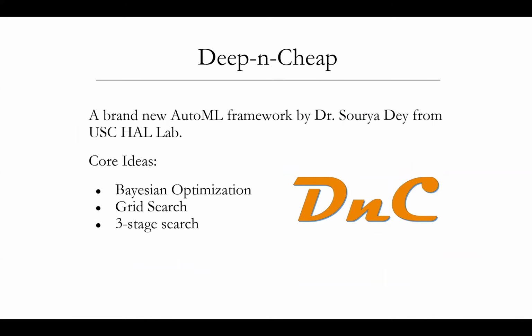And our project, DeepNCheap, is a brand new AutoML framework proposed by Dr. Sourya Dey. The core idea is using Bayesian optimization and grid search to search for a certain model. And the process is a 3-stage search.